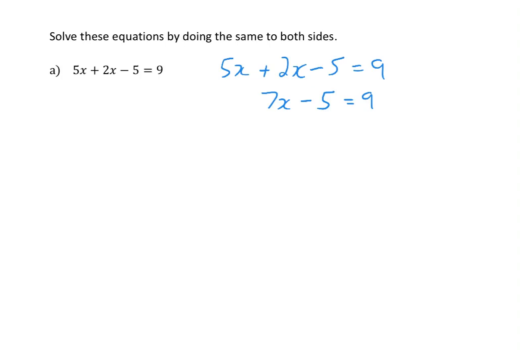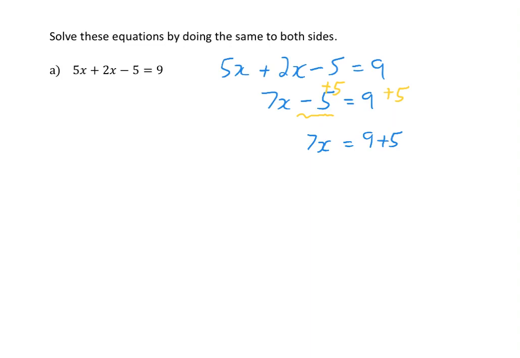Now I can start doing my inverse operations to remove what I need to remove to get x by itself. The first one I need to remove is minus 5. To do that, I need to do the opposite of minus 5, which is plus 5. What I do to the left-hand side, I need to do to the right-hand side. So my equation becomes 7x is equal to 9 plus 5.